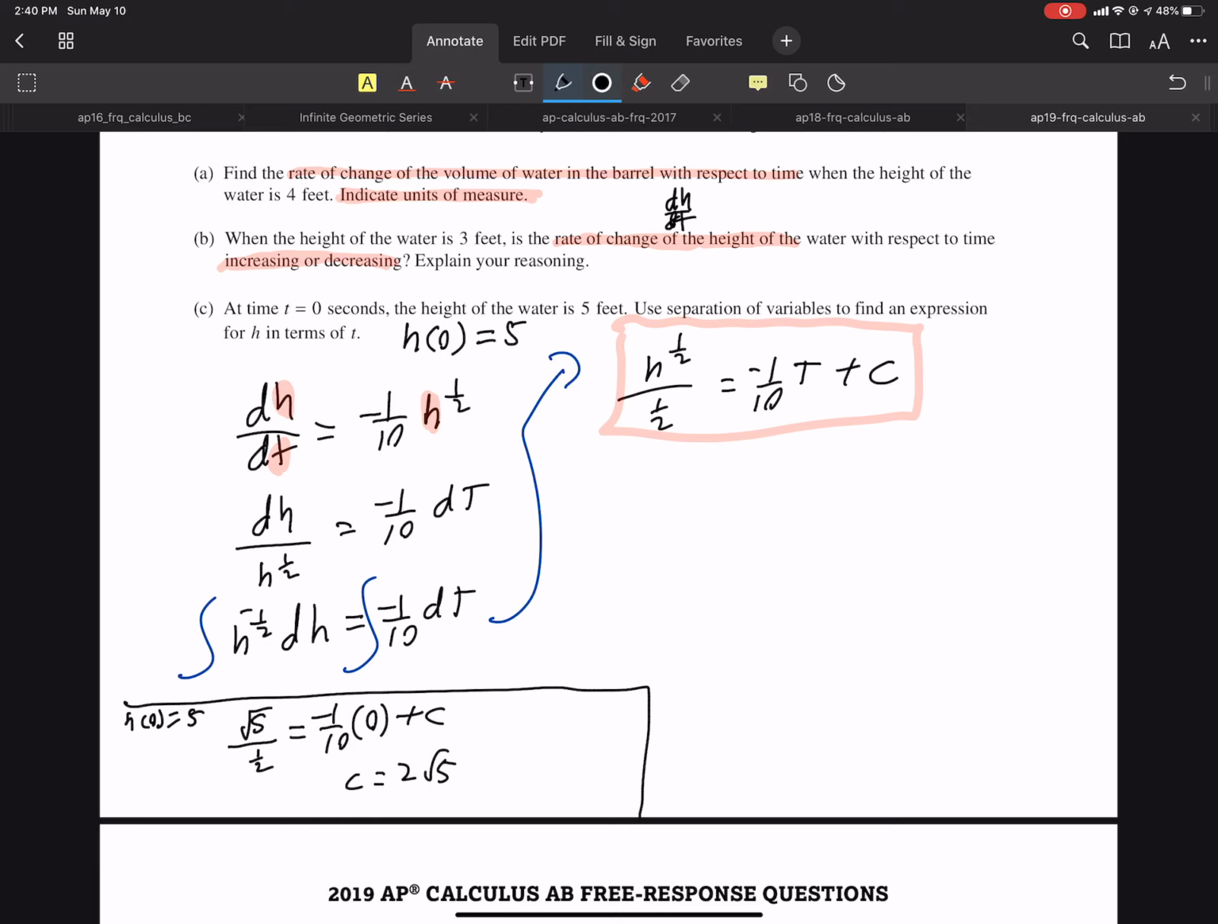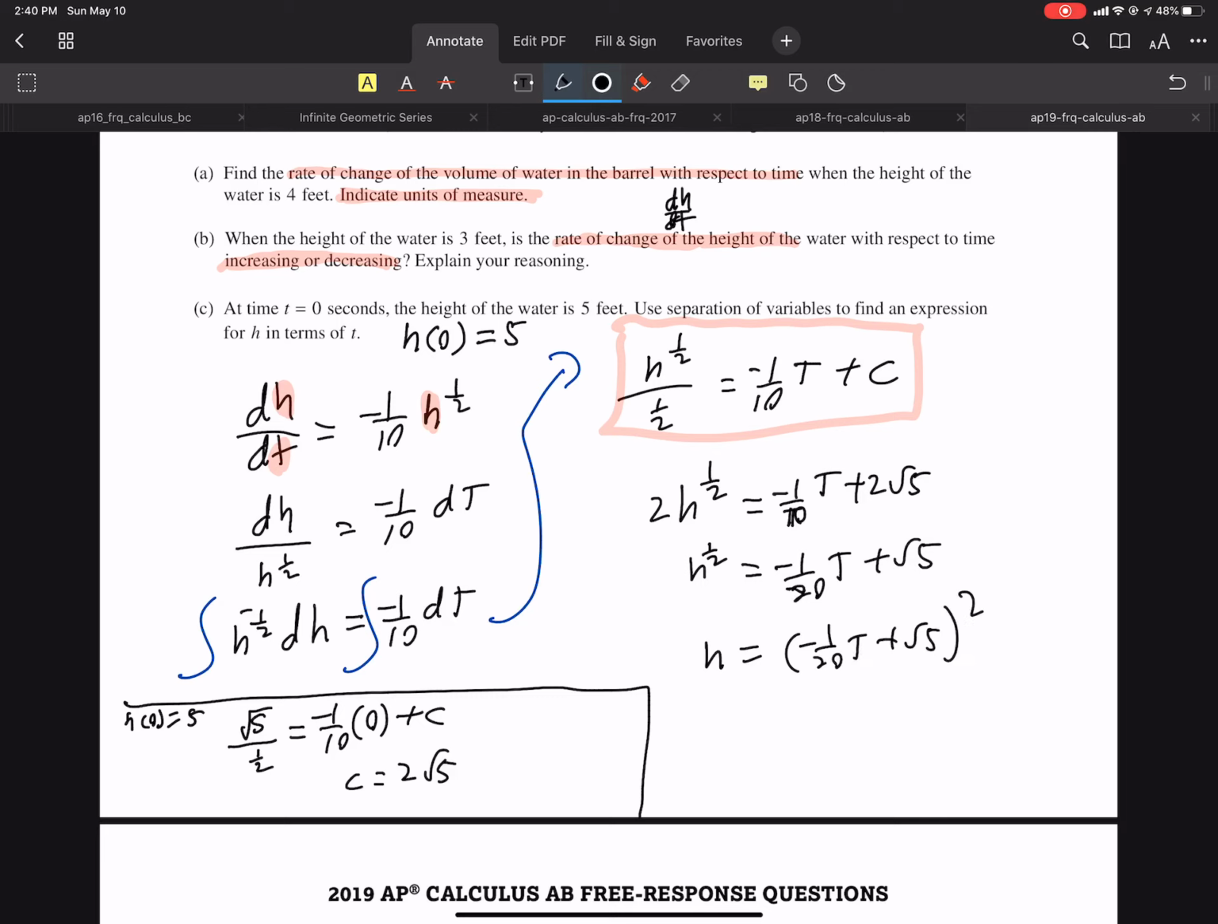Your last point is solving for h. I'm going to pull that 1/2, make that 2, because you multiply by the reciprocal of 2. Plus 2 radical 5. I divide everything by 2. So this could be negative 1/20th t plus radical 5. Then I'm going to square both sides. And that is my final answer. I am finished, and that's it.